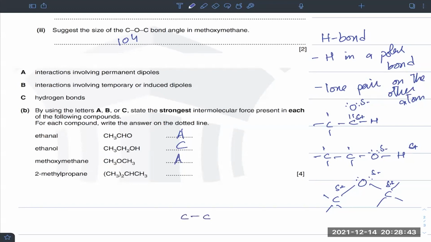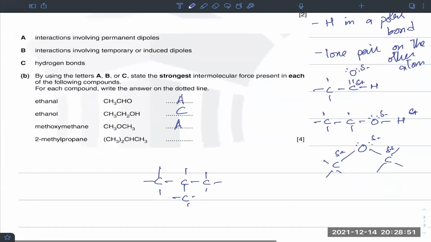Next, we have methyl propane. This is methyl propane. Is there hydrogen bond? No, sir. Is there permanent dipole? No, sir, because there's no polar bond. So that means we will only have London forces in this thing.